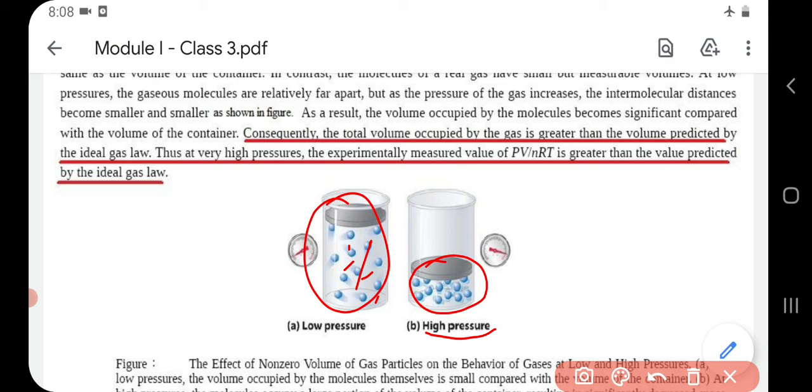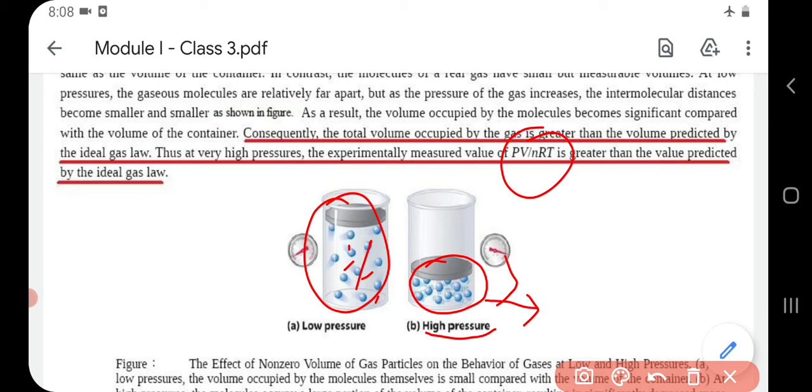In such cases, the volume occupied by the gas molecules will become significant. That is, it is of importance. It cannot be neglected when compared with the volume of the container. So the volume occupied by gas molecules will be greater than the volume predicted by the ideal gas law. Thus, at very high pressure, the measured value of PV by nRT will be greater than the value predicted by the ideal gas law.